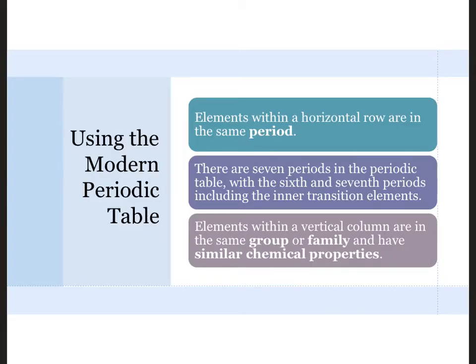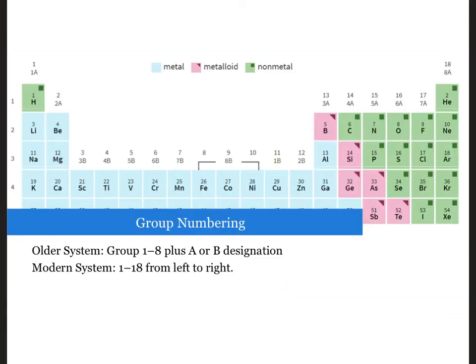Let's turn our attention to naming the parts of the periodic table. Elements in a row are in the same period. The modern periodic table contains 7 periods. Elements in the same column have the same chemical properties. For this reason, we say that they are members of the same group or family because they behave in a similar fashion. Groups have been numbered according to an older system using group 1 through 8 plus an A or B designation, as shown here, but the modern group numbering system is simply 1 through 18 from left to right. Be able to use either number system to find an element.